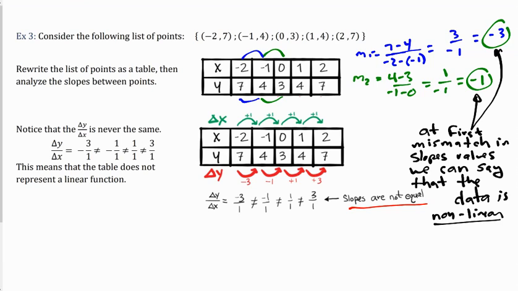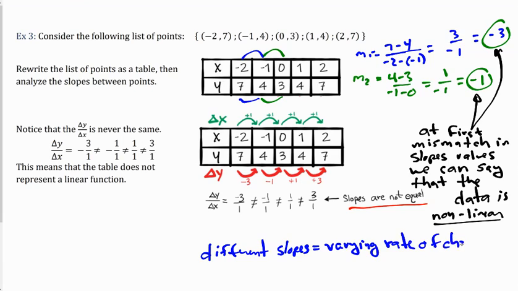Because we do not have a constant rate of change, we have a varying rate of change, meaning we're getting different slope values. And varying rates of change are nonlinear. Constant rates of change are linear.